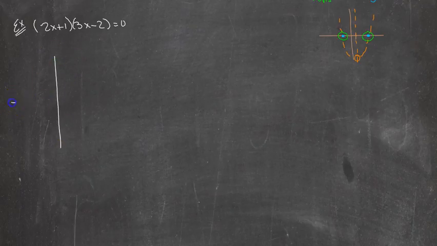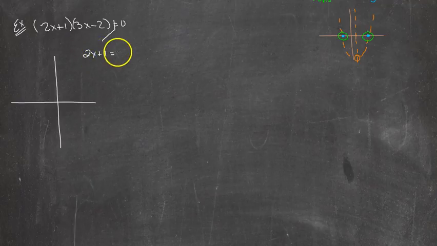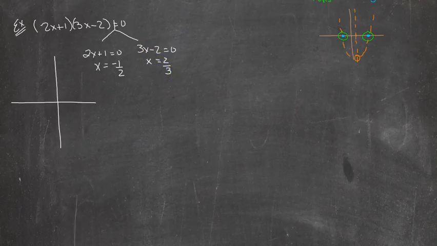So I'm going to make room, put a graph in here. So first, let's use the zero product property. 2x plus 1 equals 0, and 3x minus 2 equals 0. So let's find the x values that make that true. I'm going to subtract 1 and then divide by 2. So in this case, x equals negative 1/2. And on this side, I'm going to add 2 and then divide by 3. And so I get x equals 2/3. So I have an intercept or a solution at x equals 2/3 and at x equals negative 1/2.